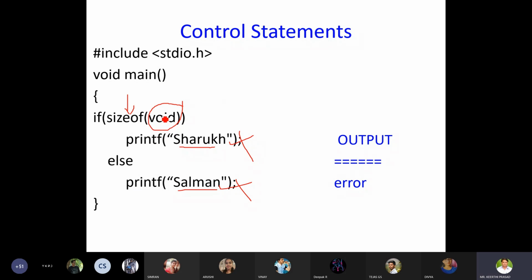How can you find the size of nothing? Void means nothing. Clear? You cannot find the size of something which does not exist. So for this, the compiler will throw an error saying it is impossible to find the size of void, because void means nothing. Hence, error. Is that point clear? Yes, sir.